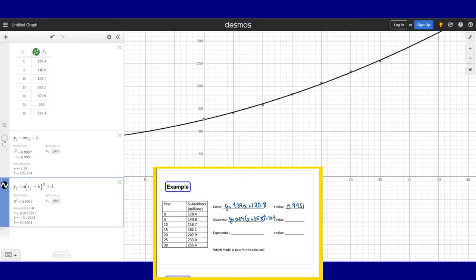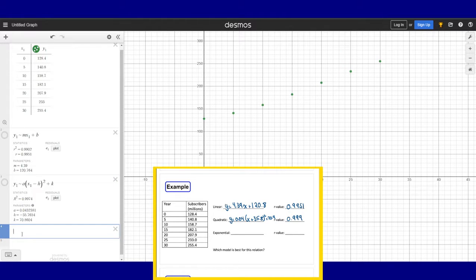We don't get an R value here, so we have to take our R squared and square root it. Our R squared value is 0.9974. When we square root that, we get 0.999. So again, almost perfect, even a little bit closer than our linear model.